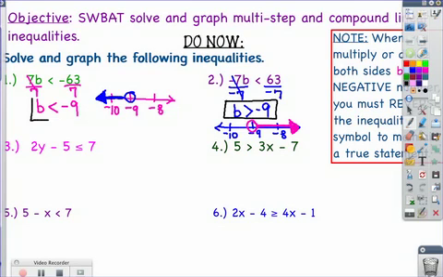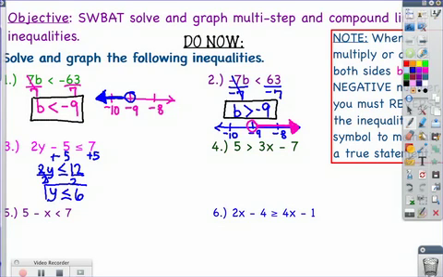Number 3. 2y minus 5 is less than or equal to 7. Begin by adding 5 to both sides of the inequality symbol, which leaves us with 2y is less than or equal to 12. Divide both sides by 2, and we get y is less than or equal to 6.